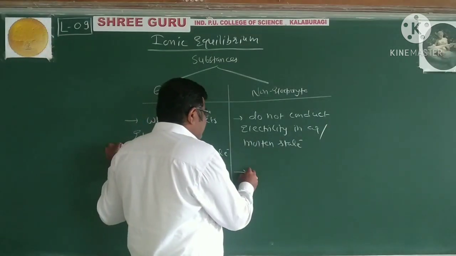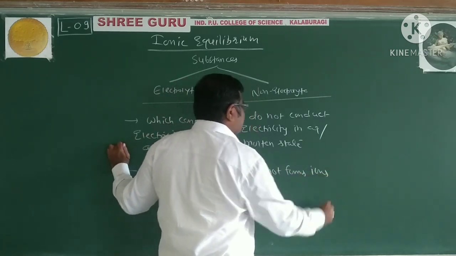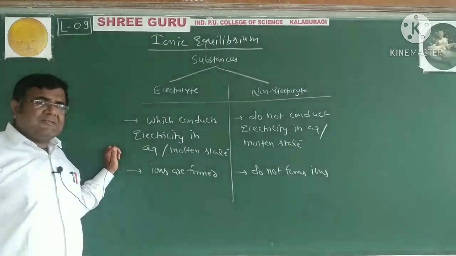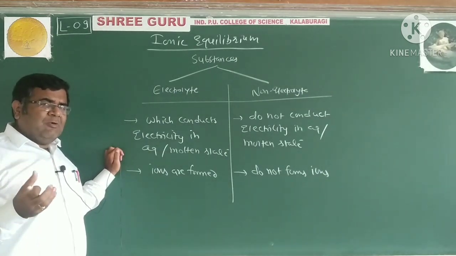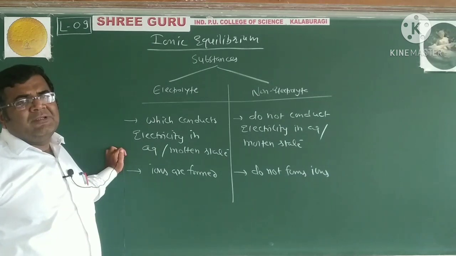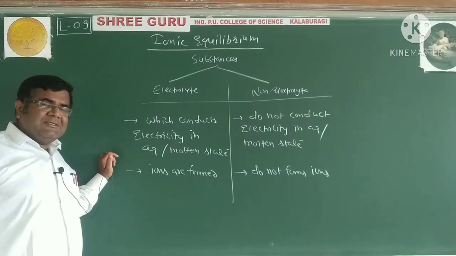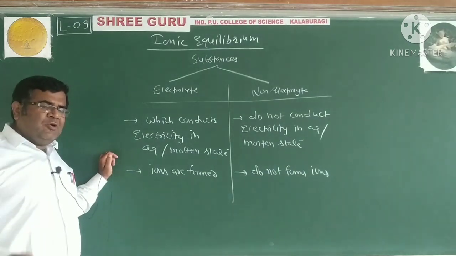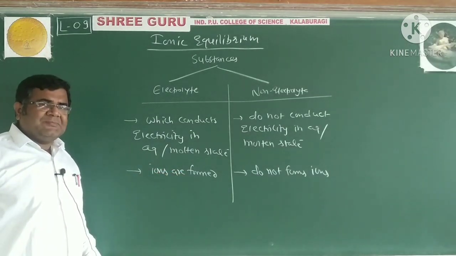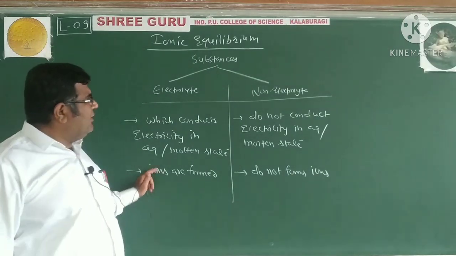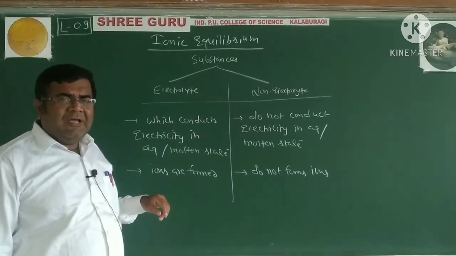But non-electrolytes, we say, do not form ions. Now if they do not form ions, then what do they form? They form molecules. It means if you take glucose and put it into water, it will remain as a glucose molecule in water. But the same thing is not true for NaCl. If you take NaCl and put that into water, it gets separated into Na plus ions and Cl minus ions. So ions are formed in case of electrolytes, whereas non-electrolytes do not form ions.